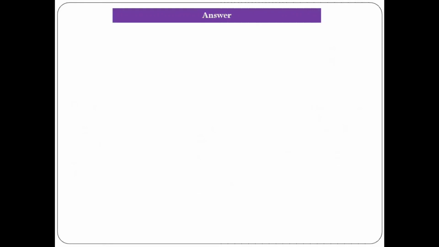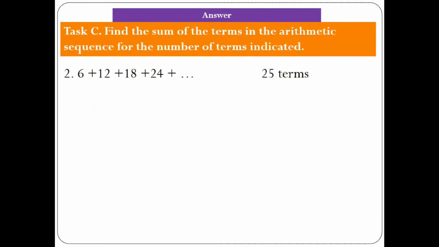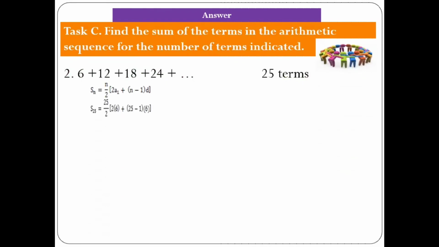Number 2, the sum of the first 25 terms of the given sequence 6, 12, 18, 24, and so on can be solved using the formula S of n is equal to n over 2 times the quantity of twice the first term plus the quantity of n minus 1 times the common difference, where n is 25, first term is 6, and the common difference is 6. By substitution, we have 25 over 2 times 12 plus 144, and the sum of the first 25 terms is equal to 25 times 78, which is equal to 1,950.